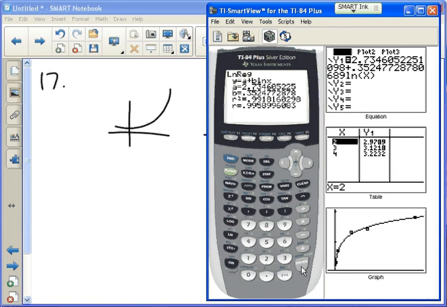Now E says graph the two equations from part A and C. Based on that, which equation seems to be the better choice? Clearly the natural log equation is the better choice. Higher r squared and fits the shape better.